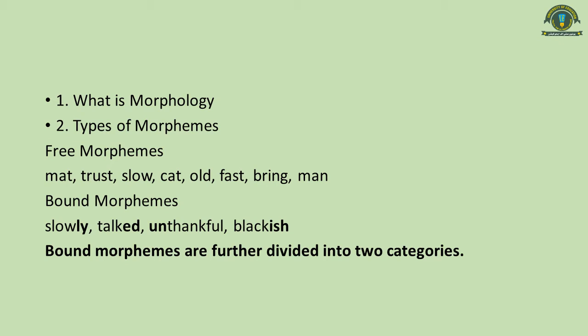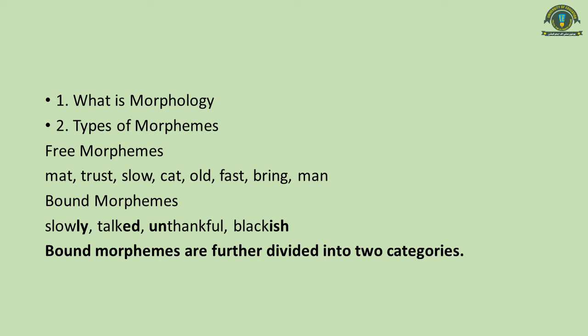We can say that morphology specifically examines how words are formed by putting together different morphemes. A morpheme is the smallest grammatical and meaningful unit of a language. Different languages have different morphemes and different rules about the formation of words. Now we will discuss the types of morphemes.